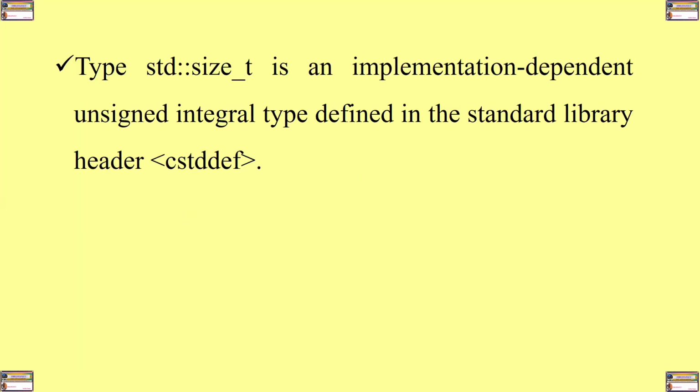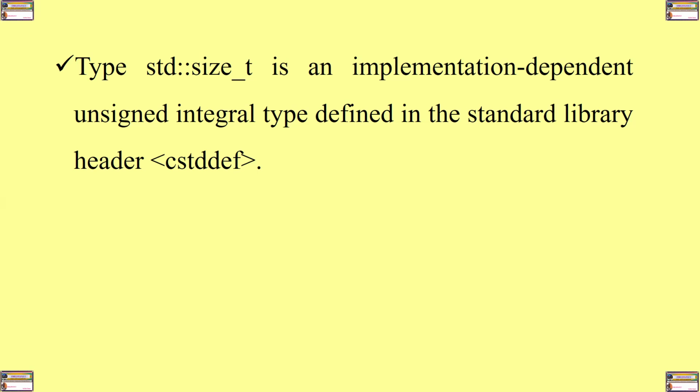The type size_t in the scope std is an implementation-dependent, unsigned integral type defined in the standard library header cstddef, that is, for standard definition library. So size_t, or size underscore t, is defined under the standard library header cstddef.